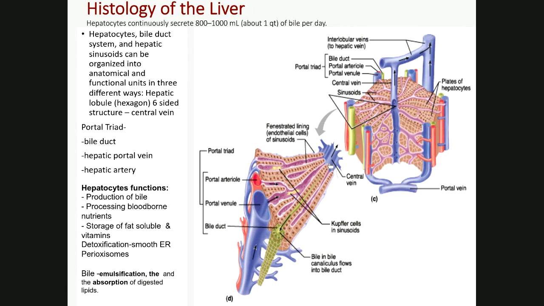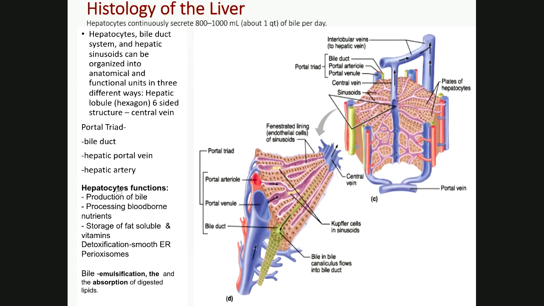So at the same time, these hepatocytes are producing bile, and the bile is going to enter into these bile canaliculi, going into the bile duct needed for the digestive process. The thing I want you to note here, you see this little circle here, that's called the portal triad. So the portal triad includes the bile duct, the hepatic portal vein, and the hepatic artery.